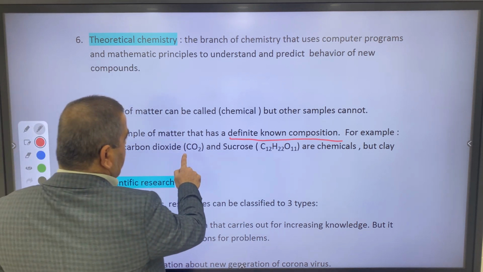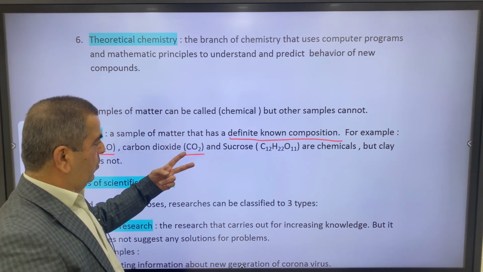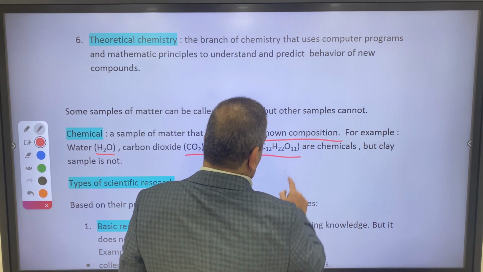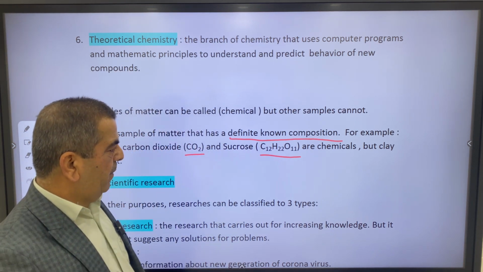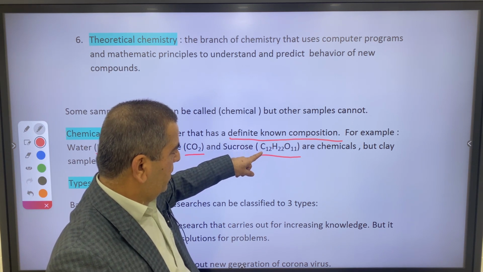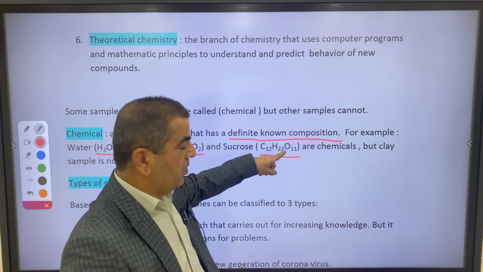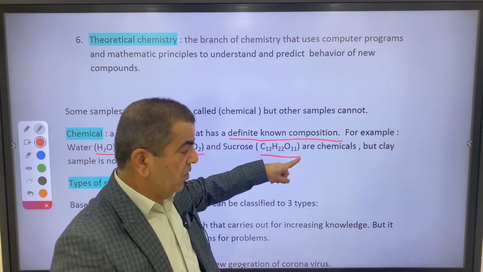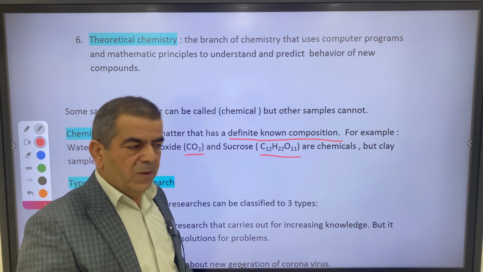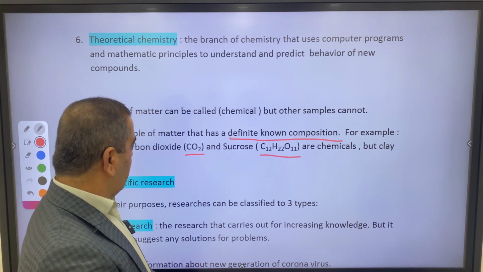Carbon dioxide, CO2. Each molecule of carbon dioxide is made up of 1 atom of carbon and 2 atoms of oxygen. Also sucrose. Sucrose is a disaccharide. Each molecule of sugar, sucrose, is composed of 12 atoms of carbon, 22 atoms of hydrogen, and 11 atoms of oxygen. So can we call sucrose a chemical? Yes, we can. Why? Because it has a definite composition, and its composition is known.